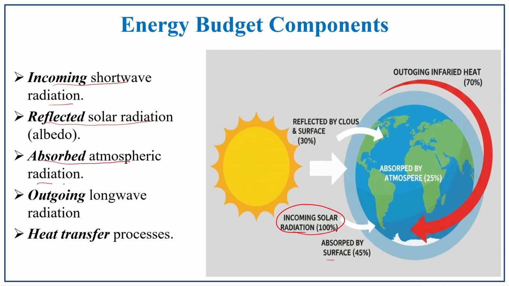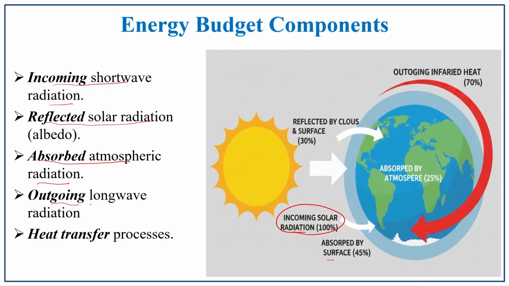And absorbed atmospheric radiation. The radiation received at the Earth's surface is again absorbed by the clouds, dust and aerosols which are present. So, those foreign particles play a vital role here. Absorbed atmospheric radiation is also one of the components, and so is outgoing long wave radiation. Next is the heat transfer process, which occurs because of absorption, incoming solar radiation, reflection and then outgoing terrestrial radiation. So, these are all the components of the energy budget.